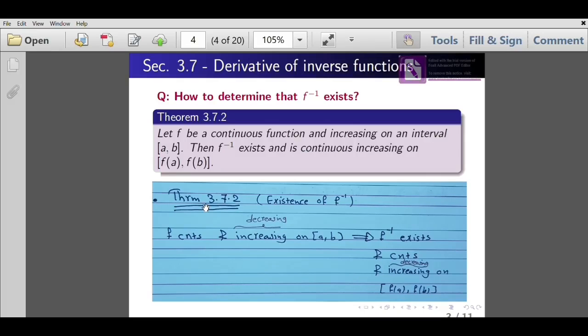You can replace increasing by decreasing. So if your function f is continuous and decreasing, that means f inverse exists and it is continuous and decreasing on the interval f(b) to f(a).